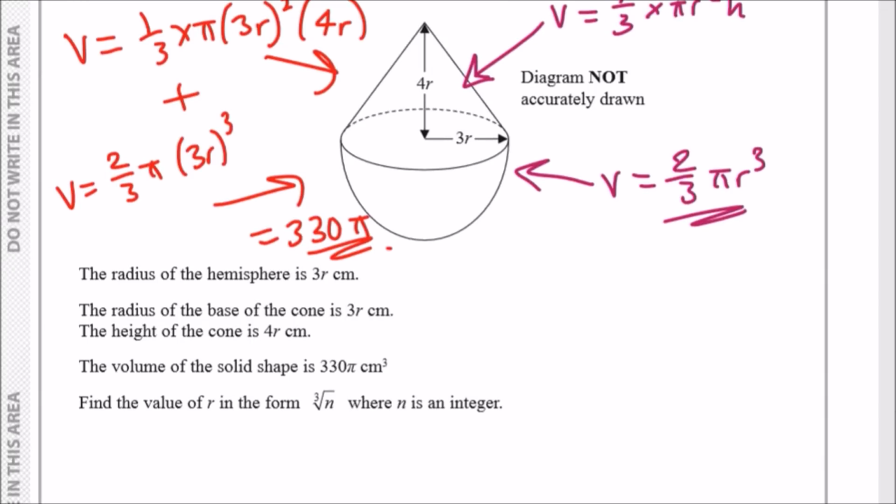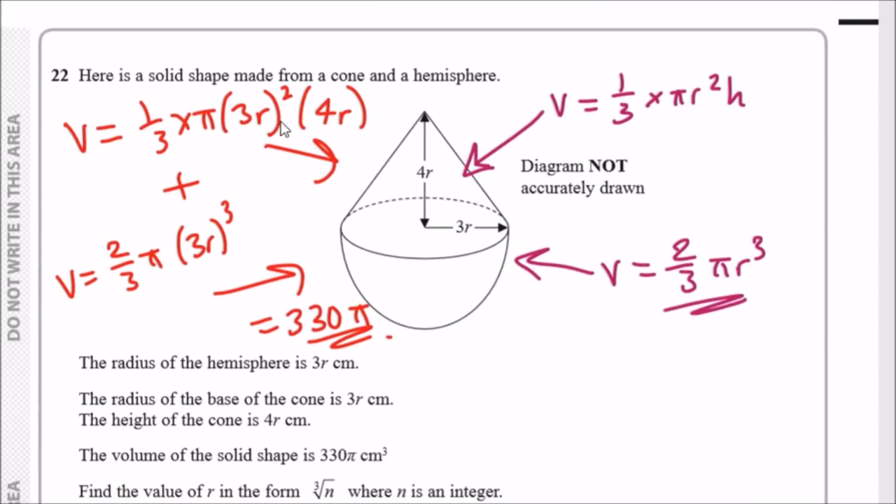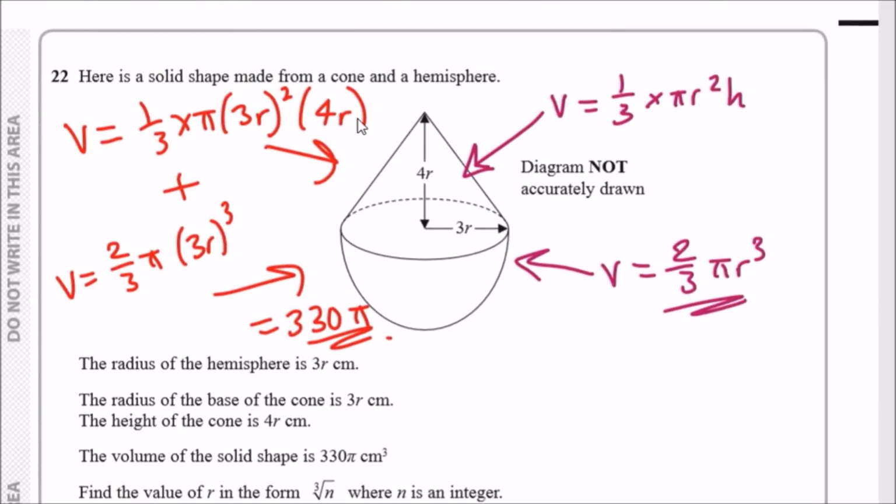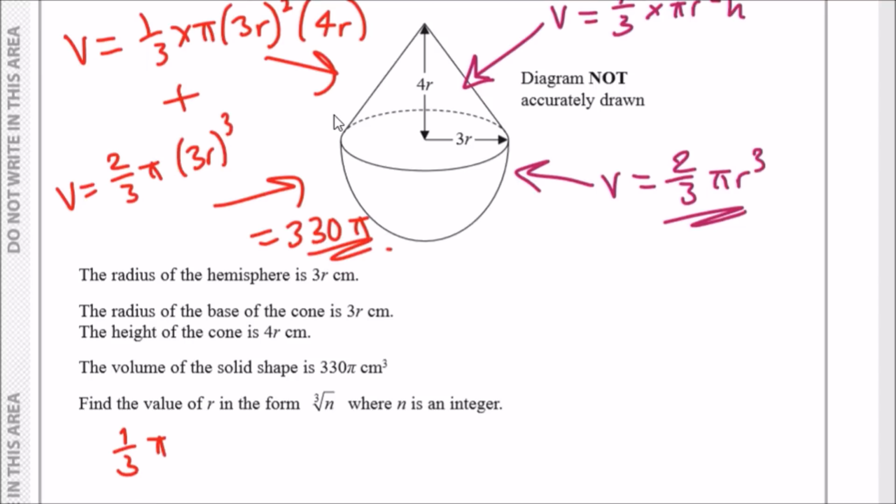So using the first equation, we could say therefore that the volume for a cone plus the hemisphere must equal 330. So let's write down 1/3, and I'll simplify this as we go. 3r squared will give us 9r squared, and then 9r squared times 4r. So 9 times 4 would give us 36, and then r squared times r gives us r cubed, plus 2/3 pi. Okay, let me just write the whole thing out. 2/3 of pi times, and now 3r cubed will give us, 3 cubed is 27, and r cubed is r cubed. And this must equal 330 pi.